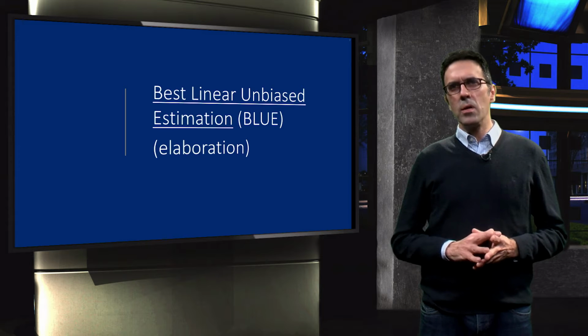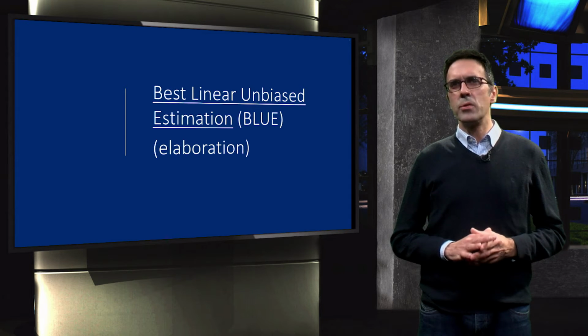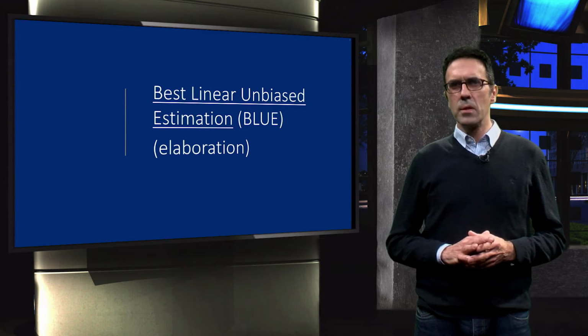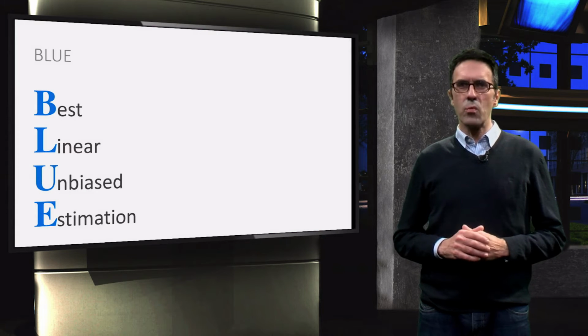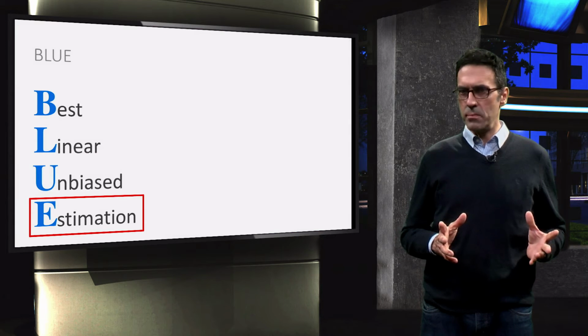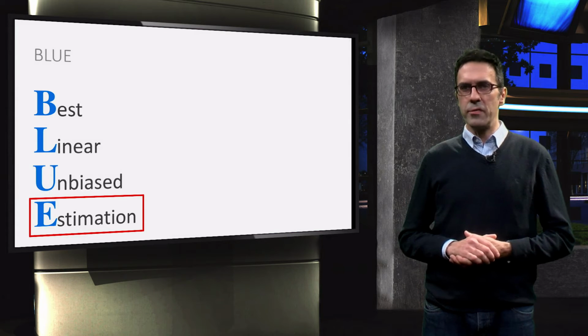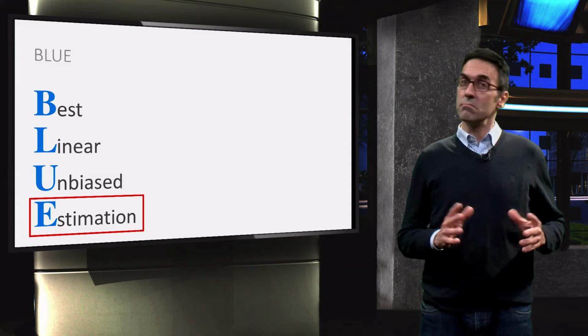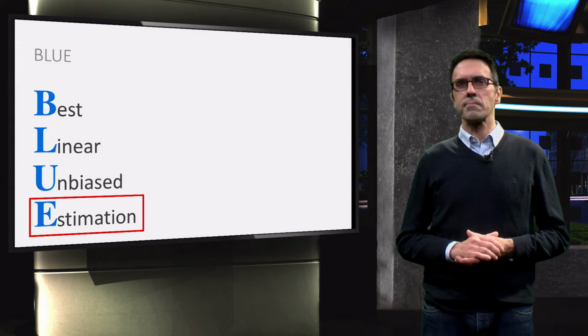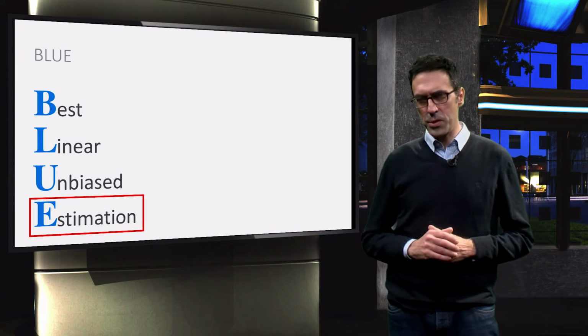In this video, I would like to look a bit deeper into the elements of BLUE. BLUE stands for Best Linear Unbiased Estimation. We already know what estimation means. We want to find a value for a parameter which is as close as possible to its true but unknown value. But what about the other three words?